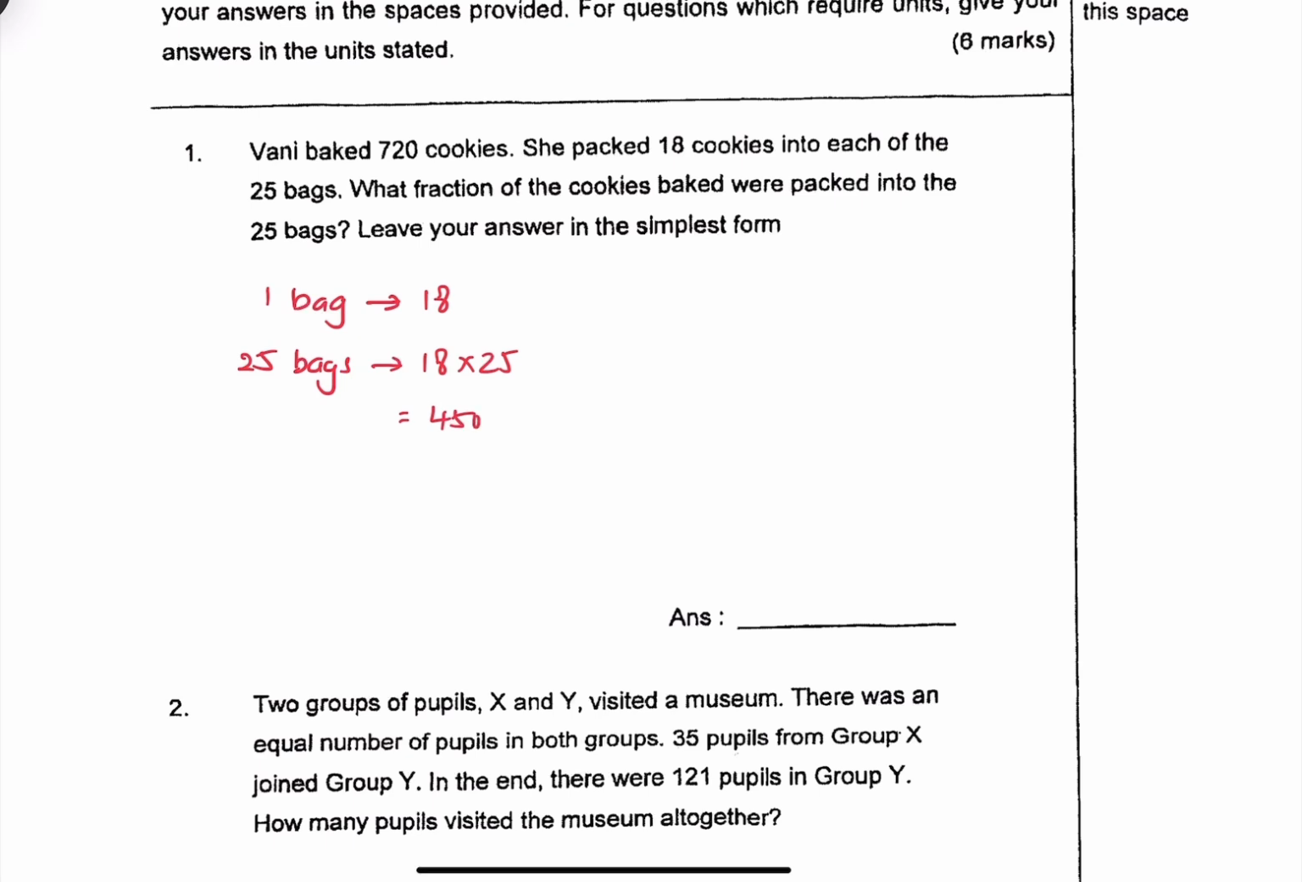Okay, 18 times 25 will give you 450. And the question says what fraction? So your answer must be a fraction, of the cookies packed into the 25 bags. So the denominator is all the cookies baked. So you will have 450 over 720. Okay, you can reduce this, then you have 45 over 72, then 5 over 8. So that will be the answer, 5 over 8.